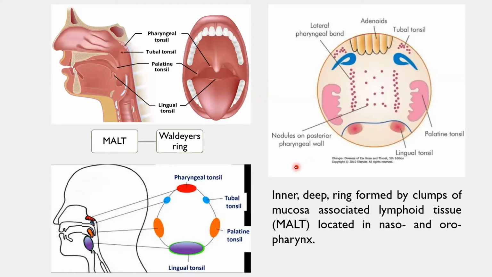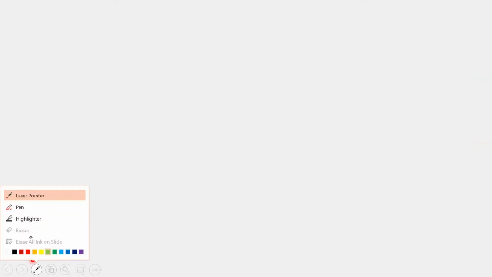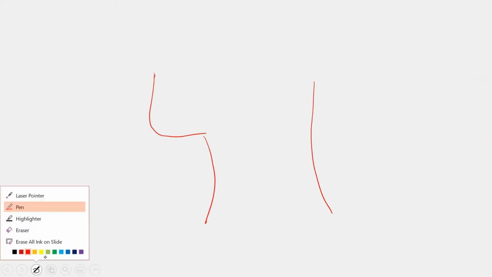You can take a look at these pictures and understand how they are arranged. Okay, so then we come to the vertical group of lymph nodes, right? So this is the neck of the person, right? So the vertical group is associated with the veins of the neck.